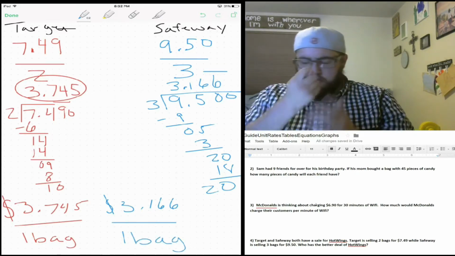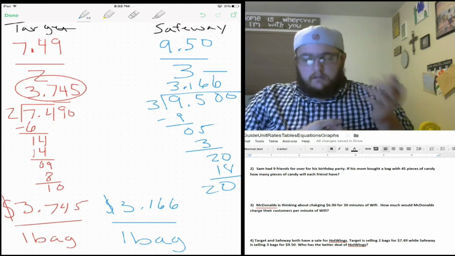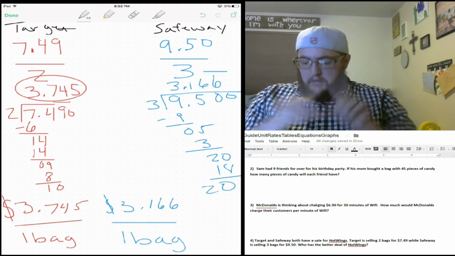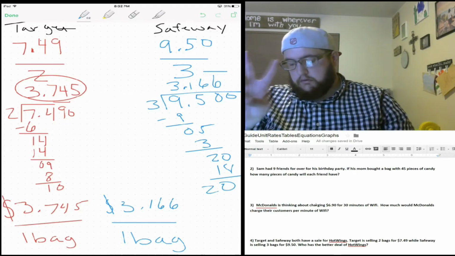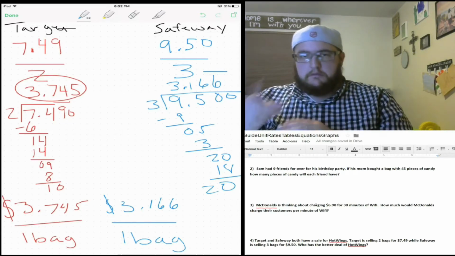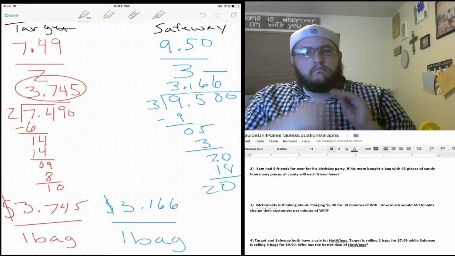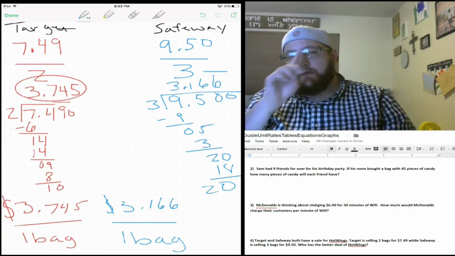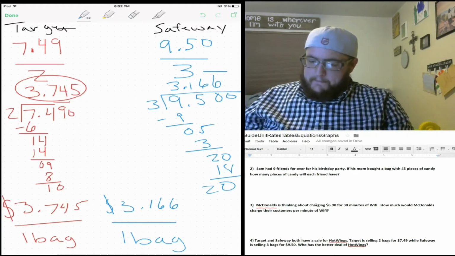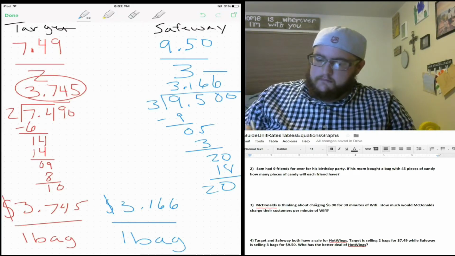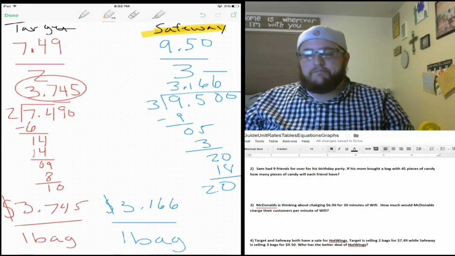So since we have these in unit rates, we can now compare them. Target's going to charge us $3.745 per bag, or $3.75, while Safeway is only going to charge us $3.17 per bag if we round up. So we have to compare. The better deal means the one that's going to be cheaper. $3.17 is cheaper than $3.75. Therefore, we know that Safeway is actually the better deal.